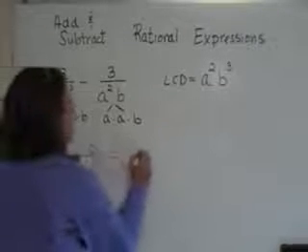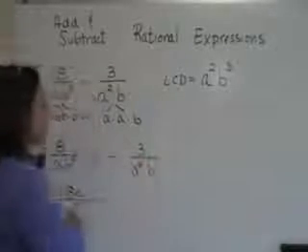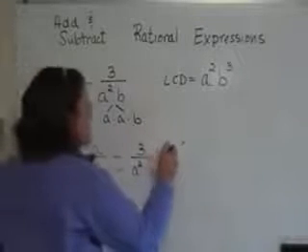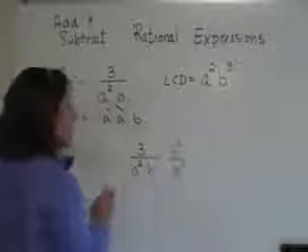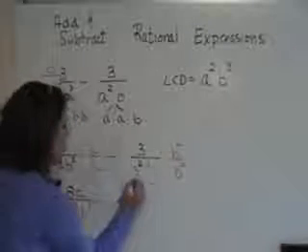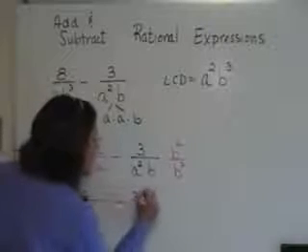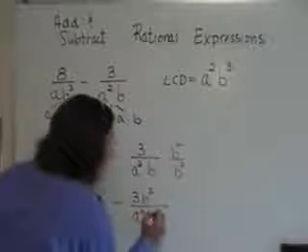And then the next fraction, the 3 over a squared b, is missing, it looks like, a factor of b squared, because I already have b to the first power right here. A squared is already taken care of. So this fraction, the numerator, will become 3b squared over a squared b to the 3rd power.